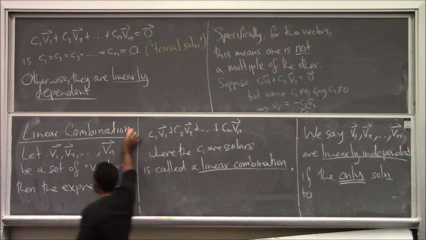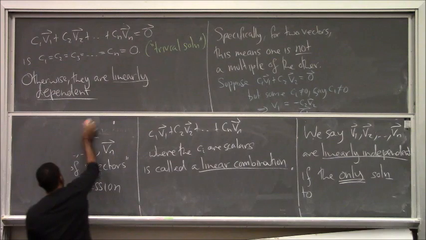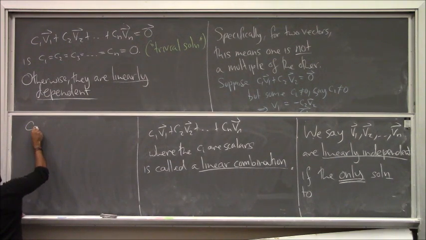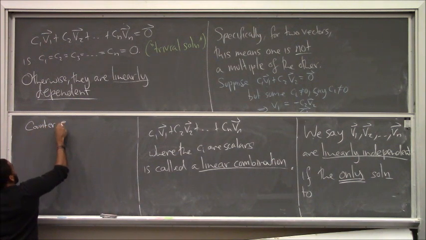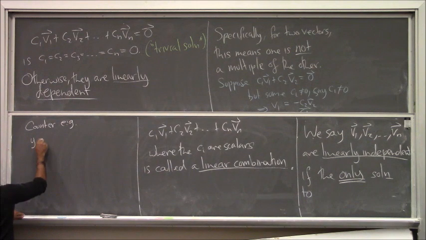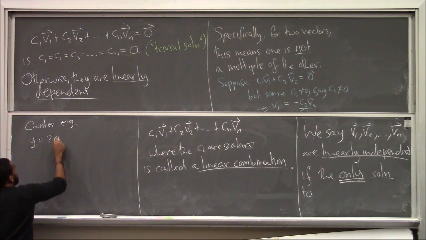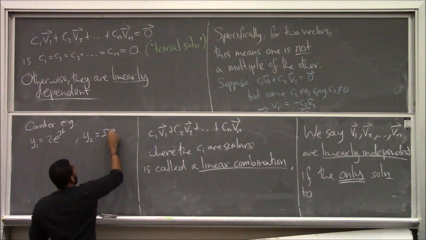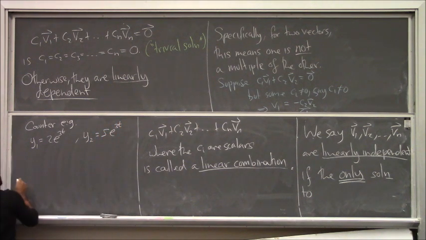Okay. So like if I look at a counter example, look at the function y1 equals 2e to the 3t and y2 equals 5e to the 3t. It turns out that I can take minus 1/5 times this guy.